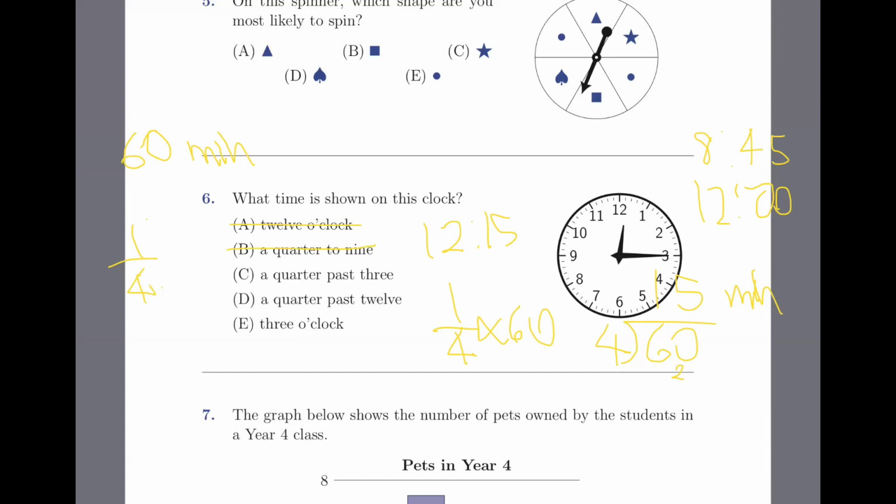A quarter past 3. Past 3. So it's already been 3. And that's 15. That's also wrong, unfortunately. A quarter past 12. And that is this. So D is correct.